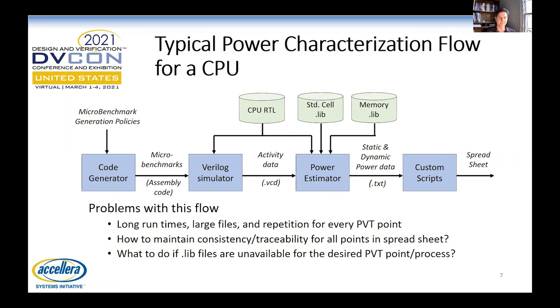Now, there are a number of problems with this flow. First and foremost, it can take hours to run and takes gigabytes of storage. And I have to repeat this process for every single PVT point that my customers want. And that's a lot of expense. Second, once I have generated the data, I have to ensure the consistency and traceability of every point so that we can debug mispredictions. That's also a lot of expense. And third, what do I do if I'm missing the libraries for the desired PVT point or process? How can I proceed?